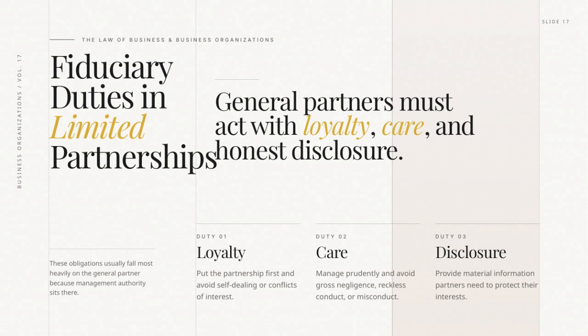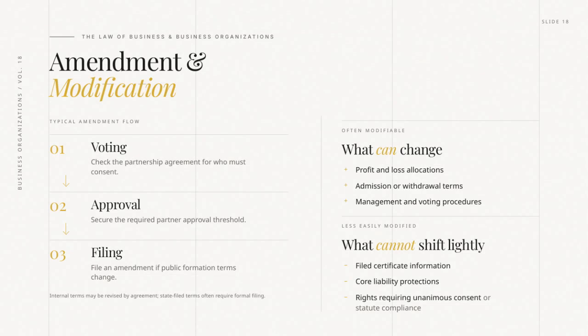Next is the duty of care, which requires managing the partnership's affairs prudently. This means steering clear of gross negligence, reckless behavior, or any kind of misconduct that could harm the business. Lastly, the duty of disclosure is about being transparent. General partners must provide all material information that other partners need to protect their interests. Since general partners hold the management authority, they bear the greatest responsibility for upholding these duties, ensuring the partnership operates smoothly and fairly.